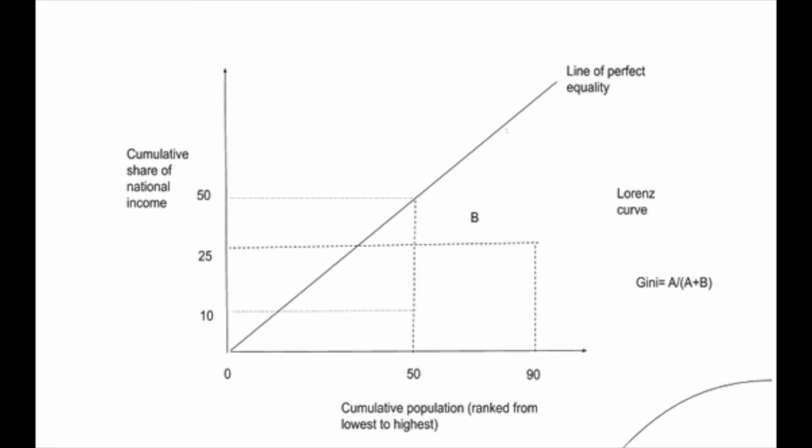The Gini coefficient is on a scale of 0 to 1. This is because when the Gini coefficient is 0, this represents a country with perfect equality. This makes graphical sense because if you take a look at a graph with perfect equality and the Lorenz curve is equal to the line of perfect equality, then the area A in the equation does not exist. Therefore, the equation would be 0 over 0 plus B, which equals 0. Therefore, 0 represents a situation in which a country has perfect equality.